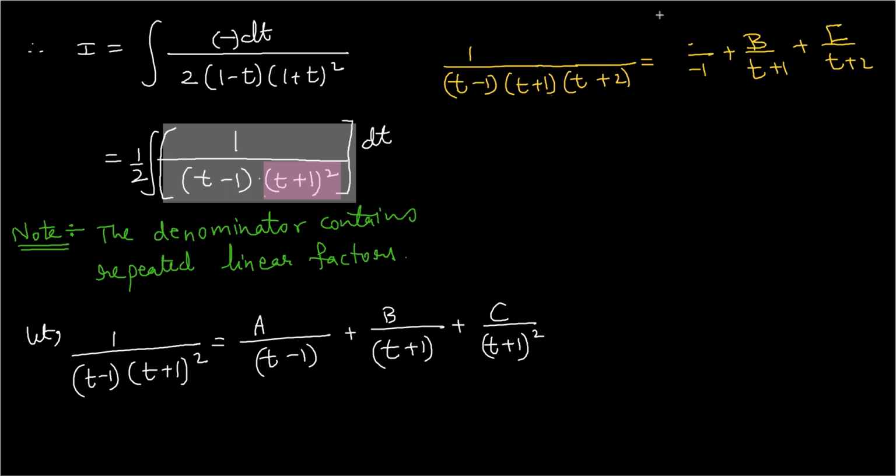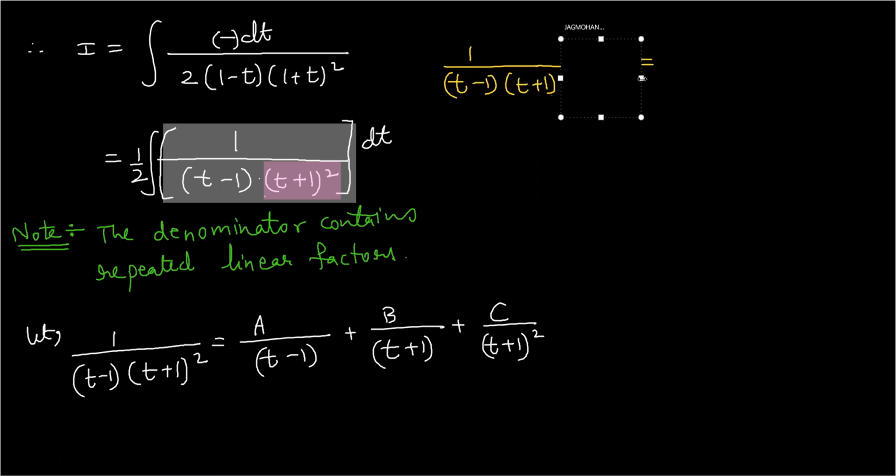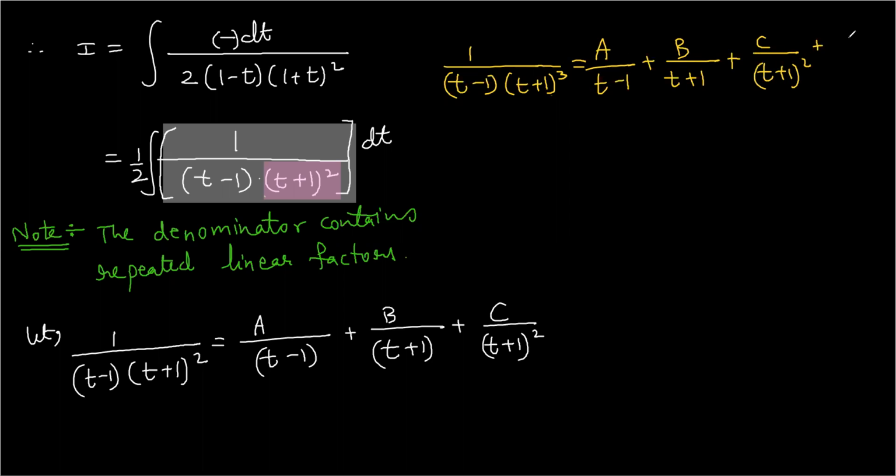Now, suppose here I had 1 upon t minus 1 into t plus 1 cube. In that case, what would I have done? If it is cube, then you will go as follows. You will write a upon t minus 1, then b upon t plus 1, then c upon t plus 1 square, and d upon t plus 1 cube.